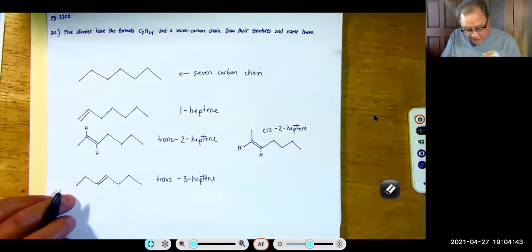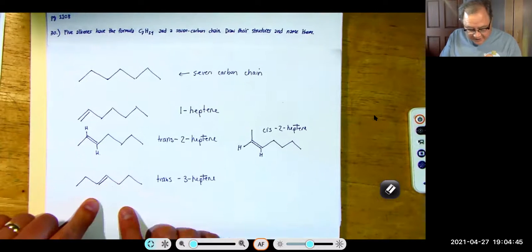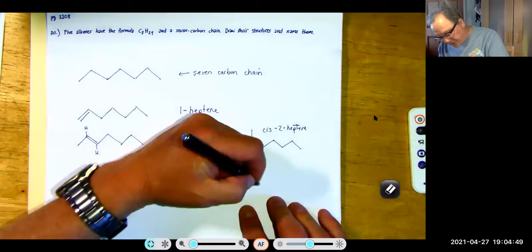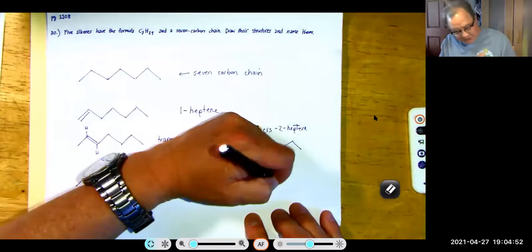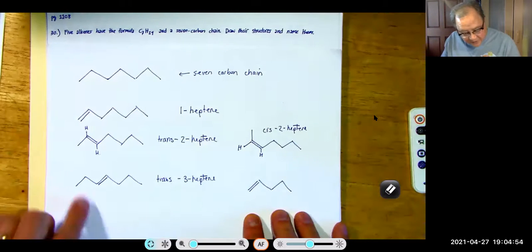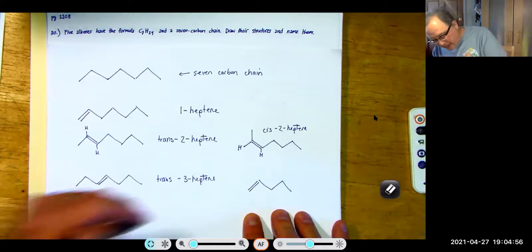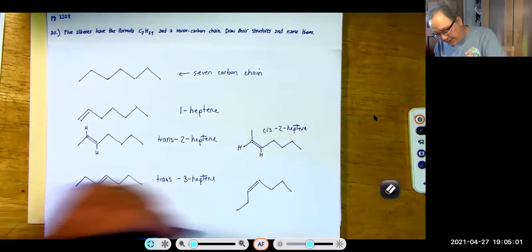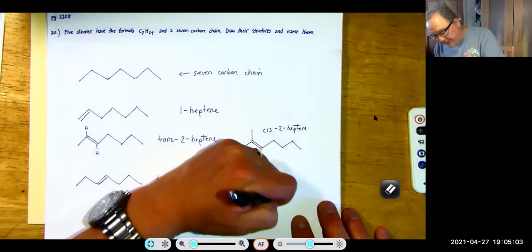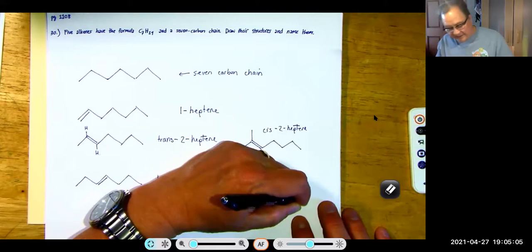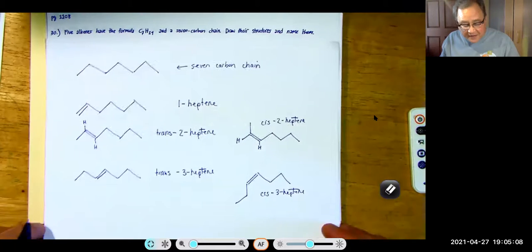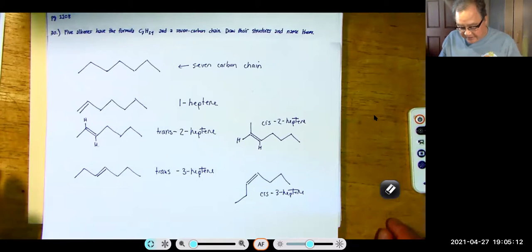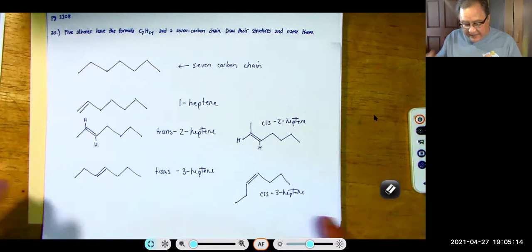So here, which side am I going to switch? I think I'm going to switch this side, and I'm not going to draw the hydrogens in. I'm just going to do this, and instead of this going up and down, it's going to go down and like that. And this is cis 3-heptene. And these are the 5 7-carbon chains that have an alkene in them.